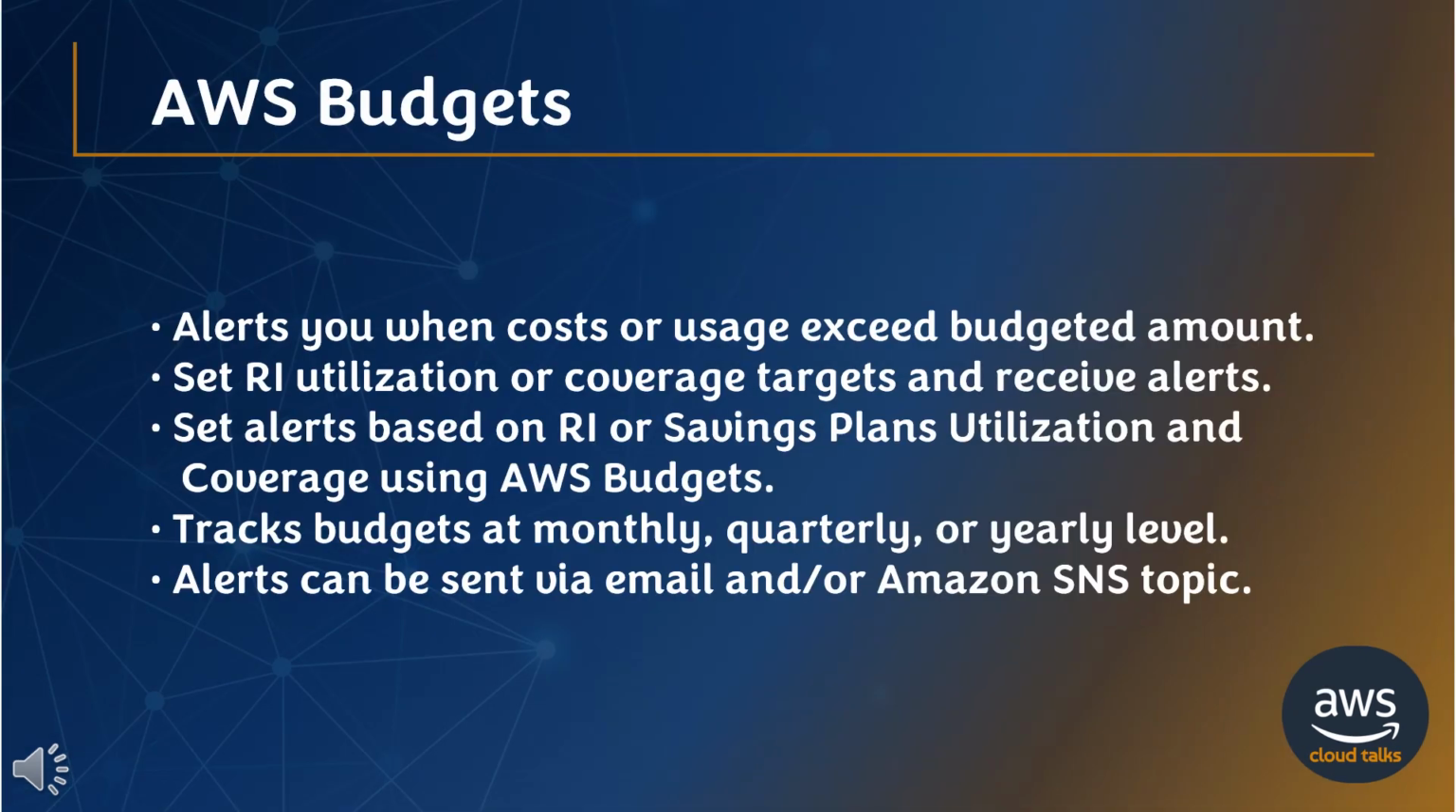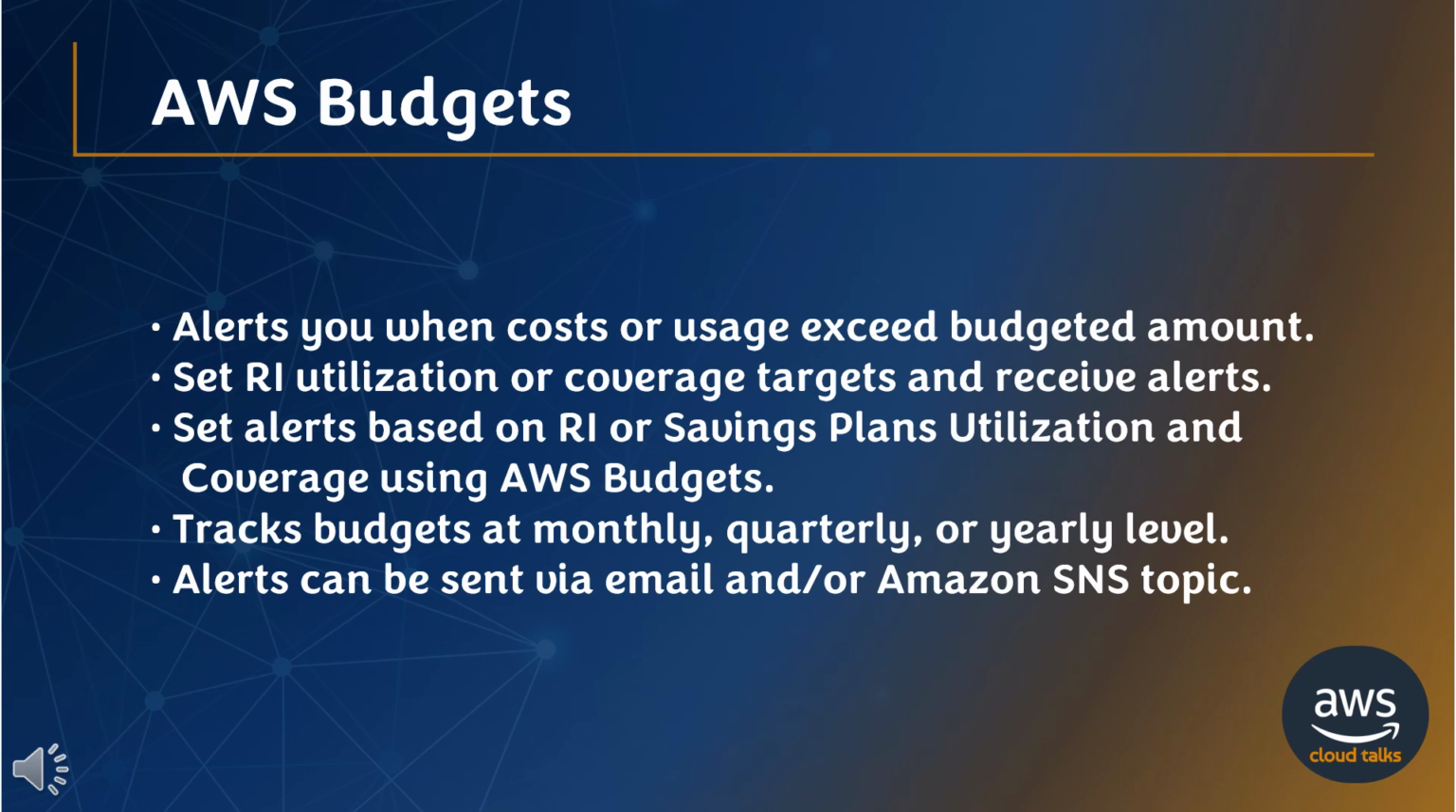AWS Budgets gives you the ability to set custom budgets that alert you when your costs or usage exceed or are forecasted to exceed your budgeted amount. It allows you to set reserved instance, RI, utilization or coverage targets and receive alerts when your utilization drops below the threshold you define. RI alerts support Amazon EC2, Amazon RDS, Amazon Redshift, and Amazon ElastiCache reservations.